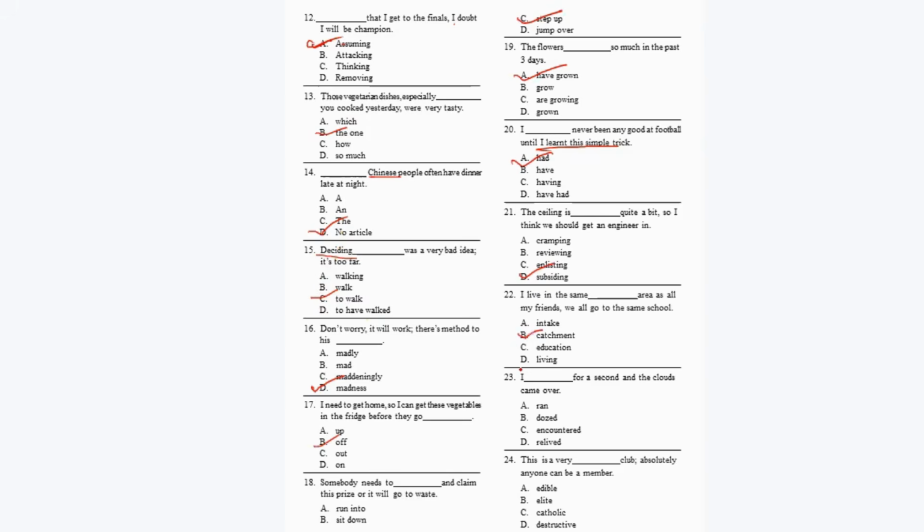Next, I dashed for a second and the clouds came over. So here it should be I dozed for a second and the clouds came over. Dozed means you fell asleep for a short period of time. So it's option B.